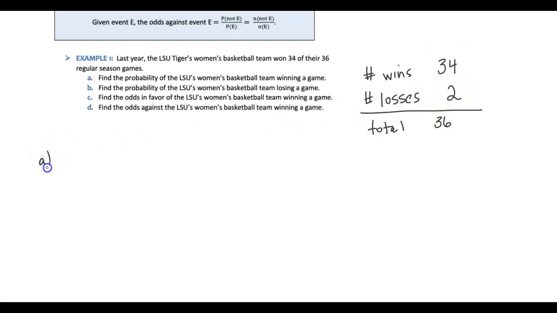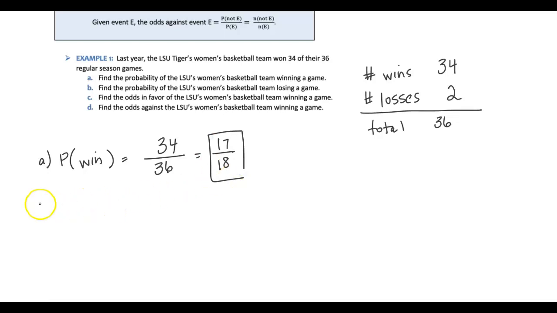Let's look at part A, probability of a win. We look at the number of wins, 34, out of the total, 36, and then always reduce. If we reduce both by 2, we end up with 17 out of 18. Part B is the probability of not winning, or losing a game. We put in the numerator the number of losses, 2, out of the total, 36, and then reduce to 1 out of 18.